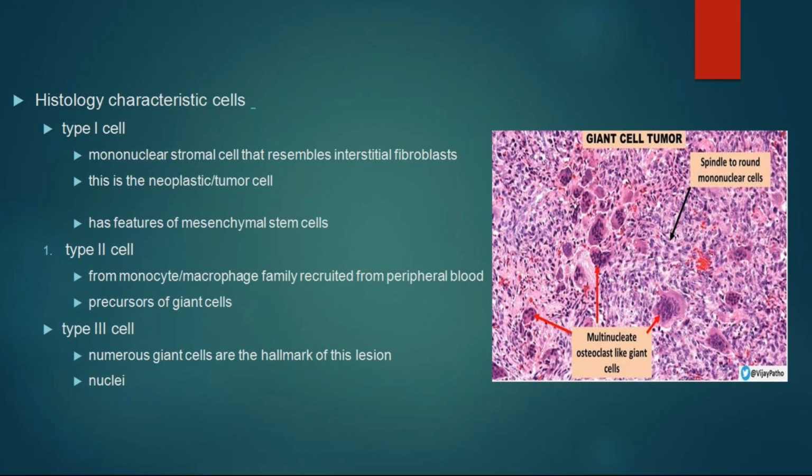And the second type of cells arise from monocytes or macrophages. These are precursors of giant cells. And type 3 cells are giant cells. See, these are the giant cells, which are multinucleate and osteoclast-like giant cells. So that's why this tumor is also called osteoclastoma.